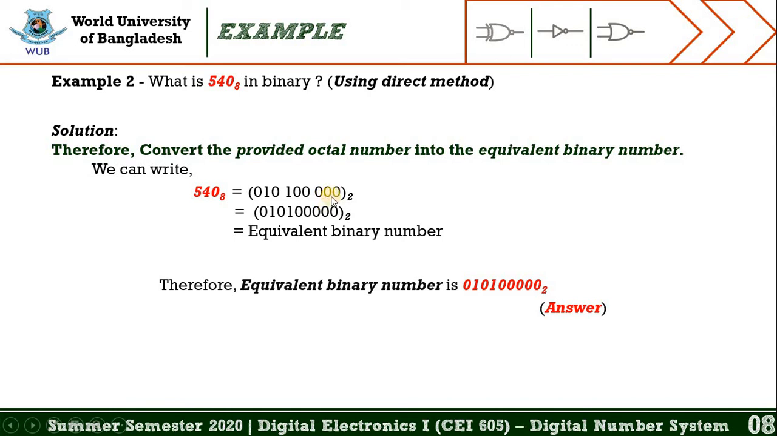So this is the equivalent binary number of the given octal number. I hope you understand both problems, example 1 and example 2, which were represented using the indirect method as well as the direct method. I hope you understand the two methods very well. Let's move into the next slide.